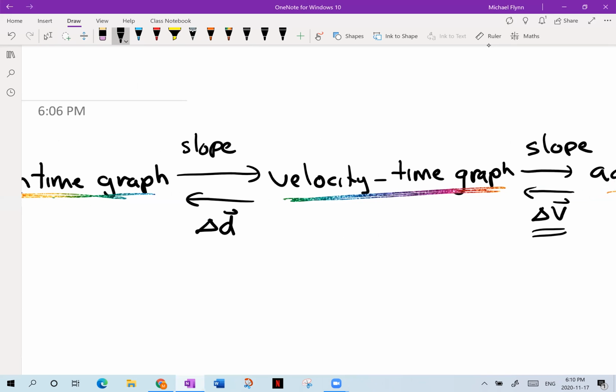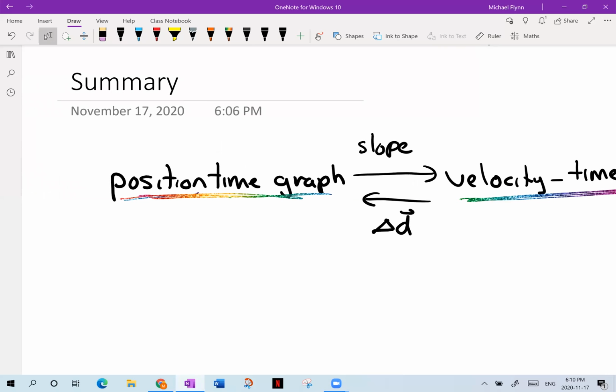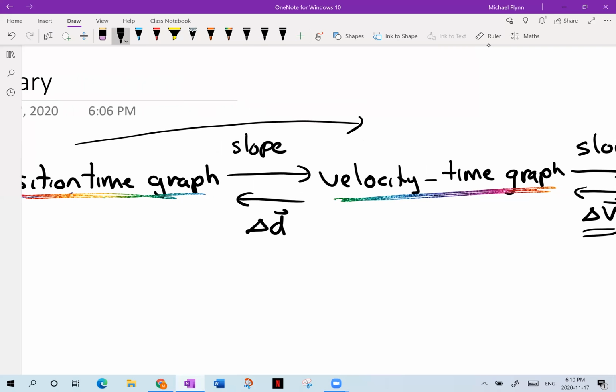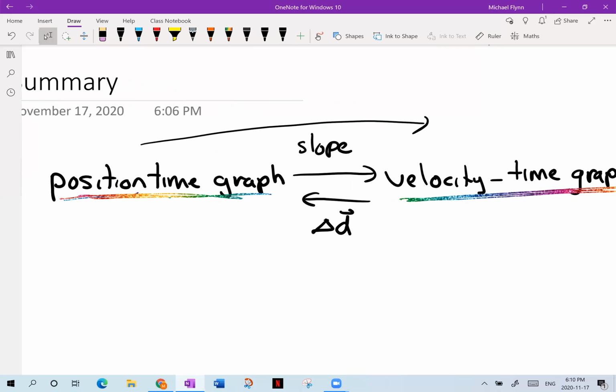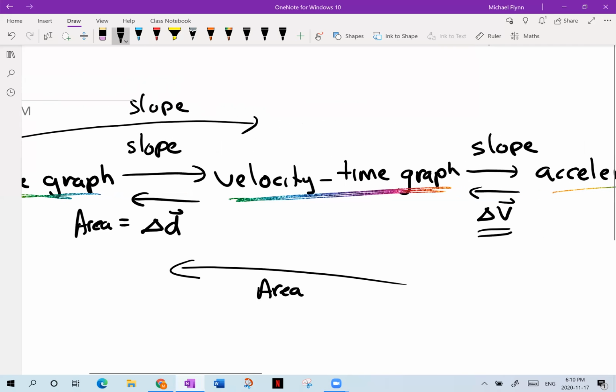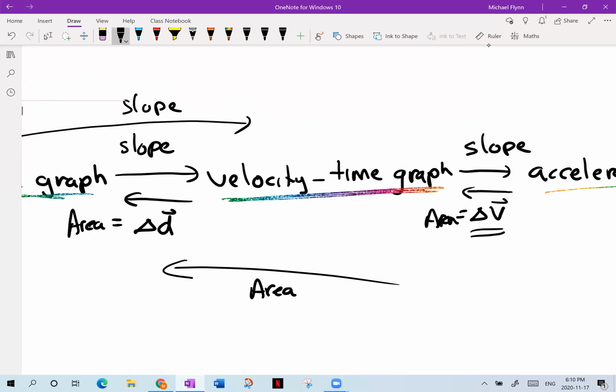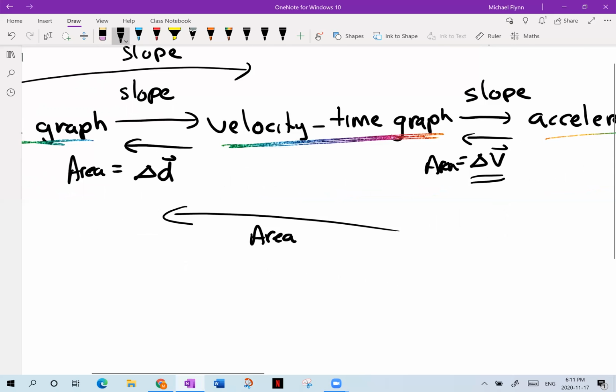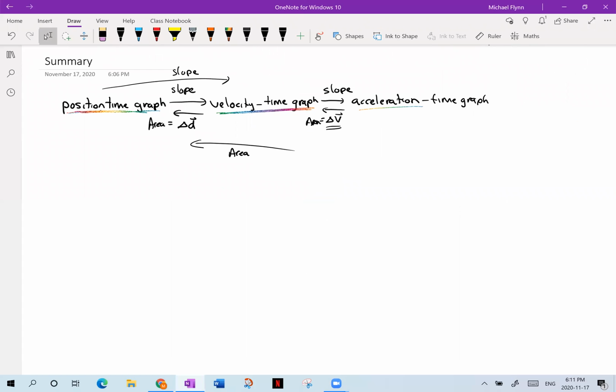By the same token, if you take the area under a velocity time graph, that tells you the change in position. So slopes move you this way, from position to velocity to acceleration, and area underneath moves you that way. So this is area equals delta D, and here, area equals delta V. Anyway, I just wanted to point that out to you as an interesting way of thinking of it. It's a little bit of a summary.